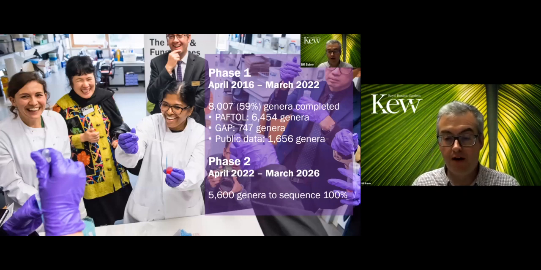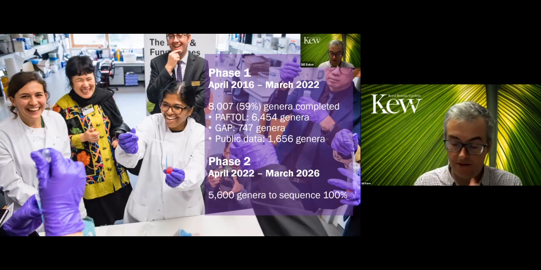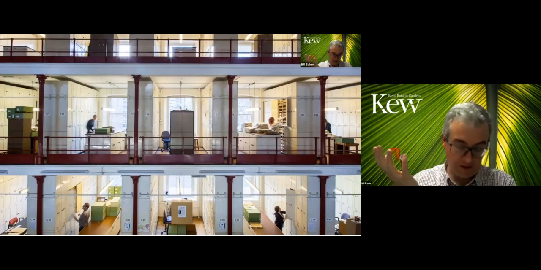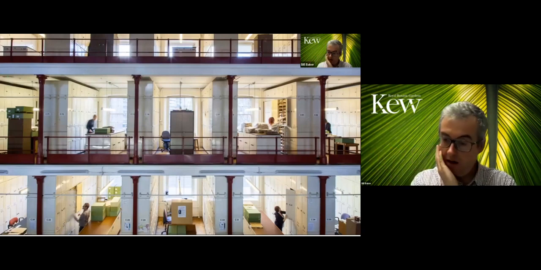So we have 5,600 genera to sequence to reach 100%. And how are we going about that? Well, we continue to collaborate widely. But our priority right now is really to mine everything we possibly can from the Kew Herbarium.